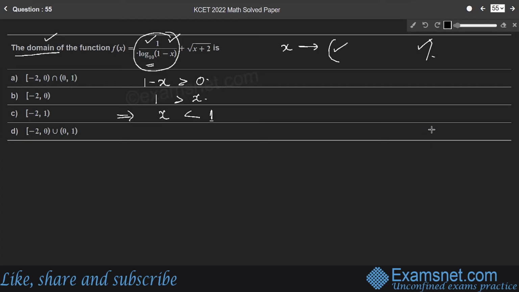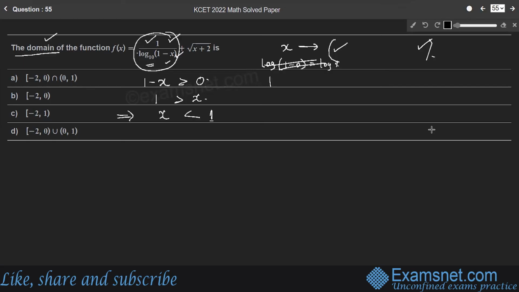So if x is strictly less than 1, can the value of x be equal to 0? If the value of x is 0, what happens to the term log of 1 minus x? It becomes log of 1 minus 0, which is log 1, which is 0. So the denominator cannot be 0 here. 1 by 0 gives infinity, so this cannot be possible. Therefore, the value of x should not be equal to 0.